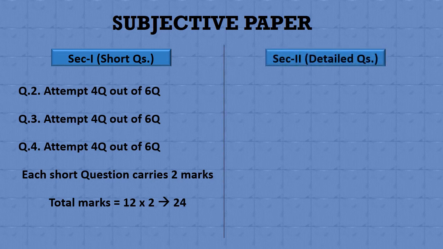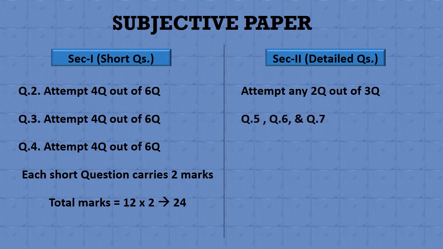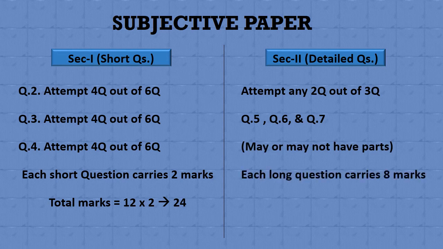Section number 2 is of detailed questions. You have to attempt 2 questions out of 3. Question number 5, 6 and 7. These may or may not have parts. Each long question carries 8 marks. So the total marks of this section are 16.